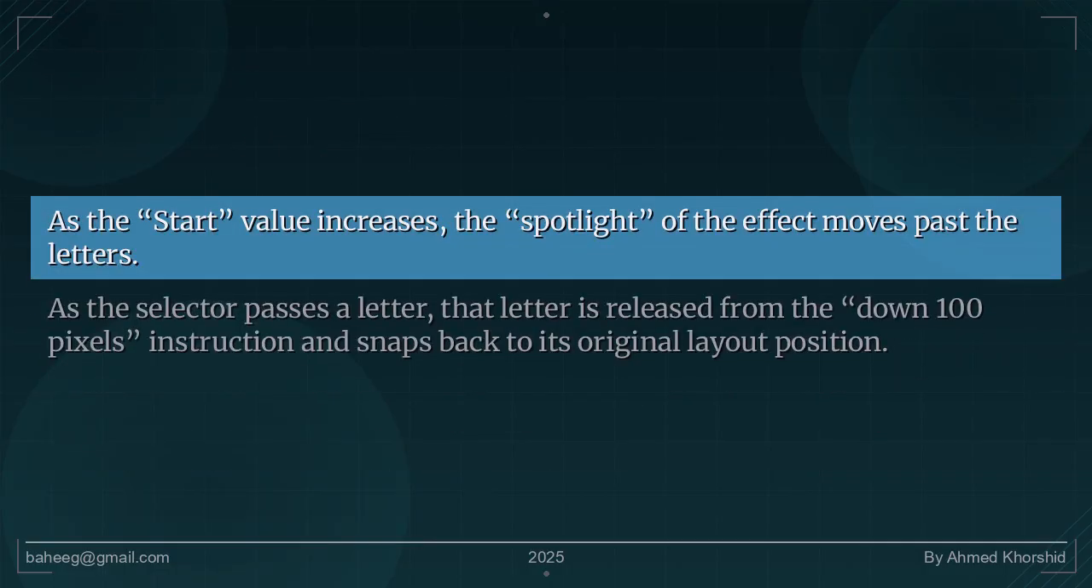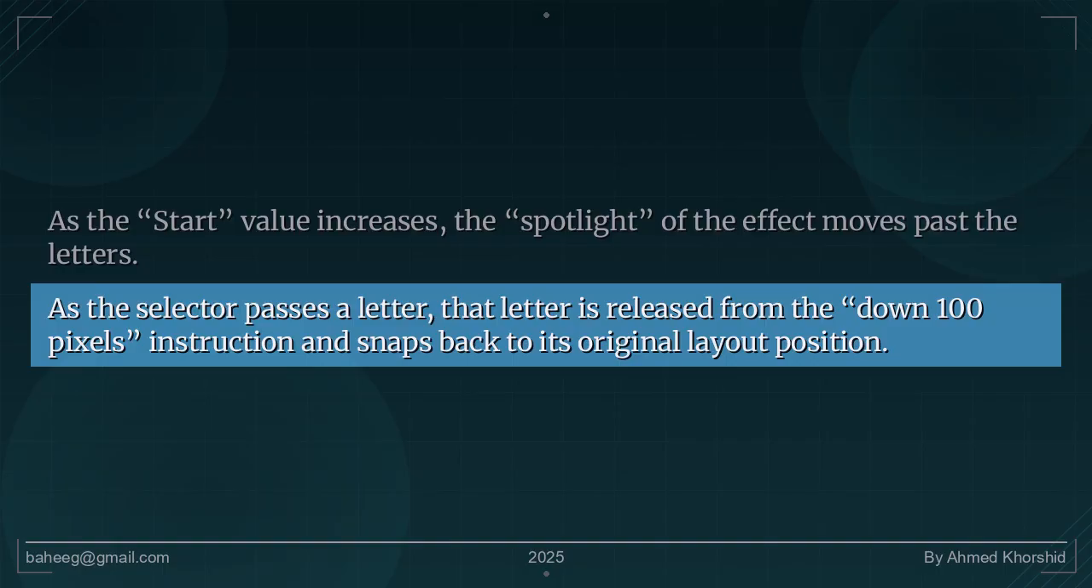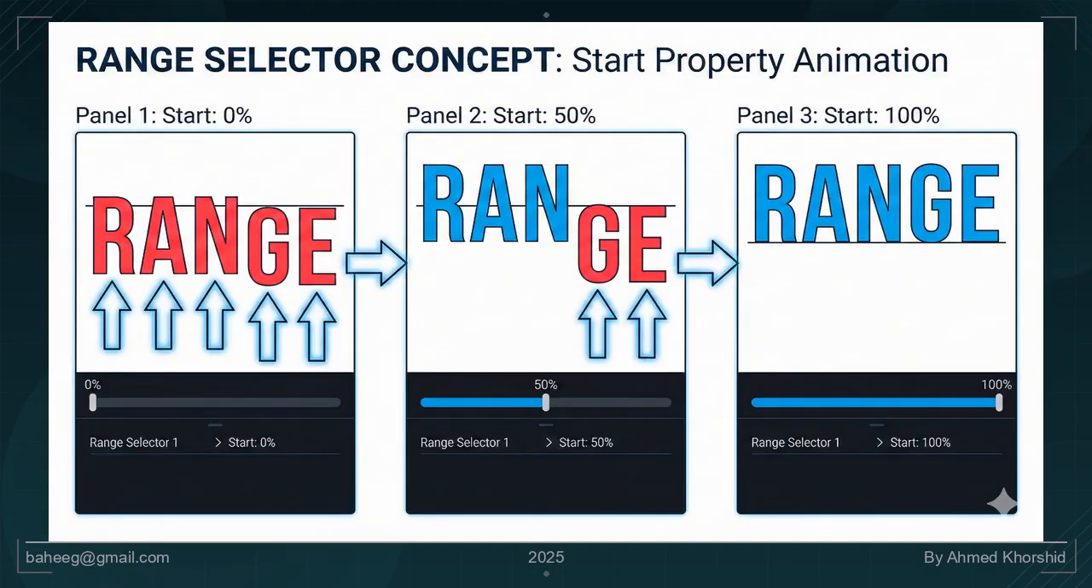As the start value increases, the spotlight of the effect moves past the letters. As the selector passes a letter, that letter is released from the down 100 pixels instruction and snaps back to its original layout position. Figure, 3-panel sequence diagram illustrating the range selector concept. Panel 1, start, 0%, all letters are shifted down, represented in red. Panel 2, start, 50%, the first half of the word has snapped up to original position, blue, the second half is still down, red. Panel 3, start, 100%, all letters are in the original position, blue. Arrows indicate the upward motion.